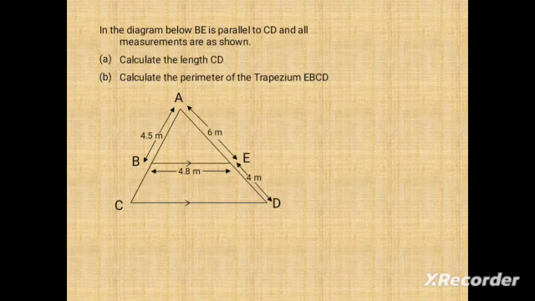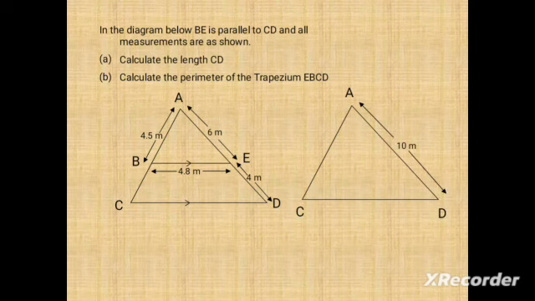Okay, in another example, in the diagram below, BE is parallel to CD, and all measurements are as shown below. Now, the question part A, calculate the length CD, and part B, calculate the perimeter of the trapezium EBCD. Now, from the figure, we realize that there are two triangles which are similar. We have ABE and ACD. So we are answering part A.